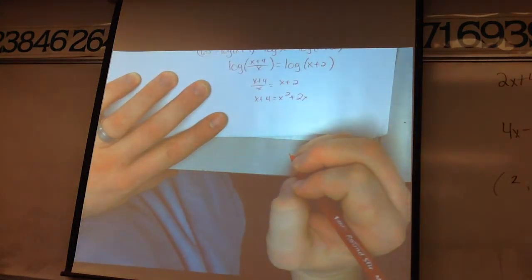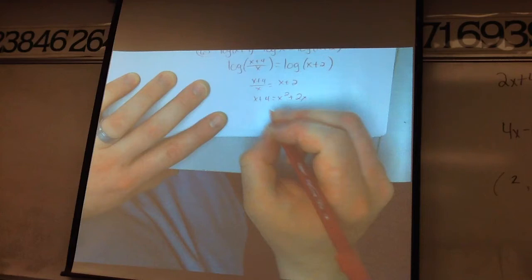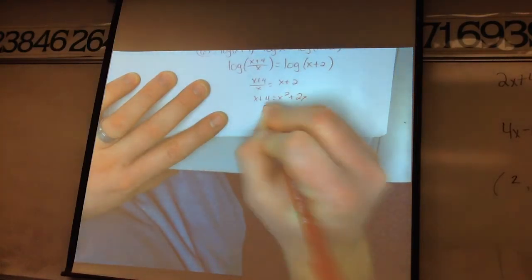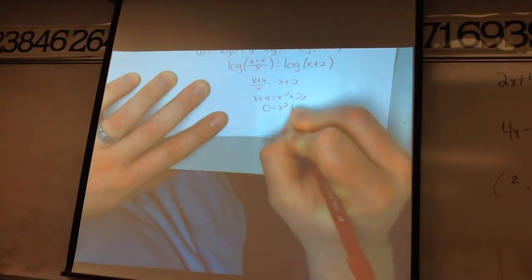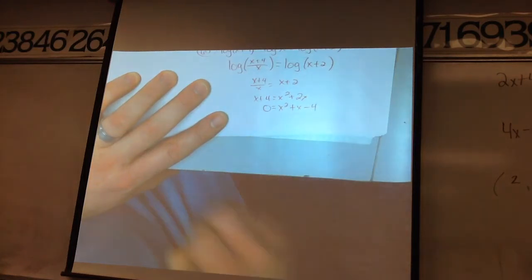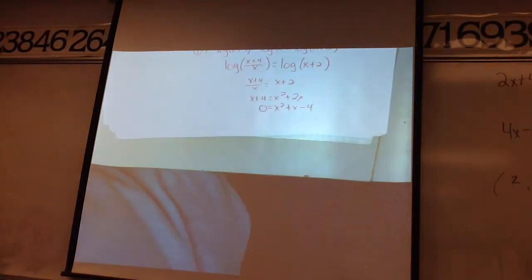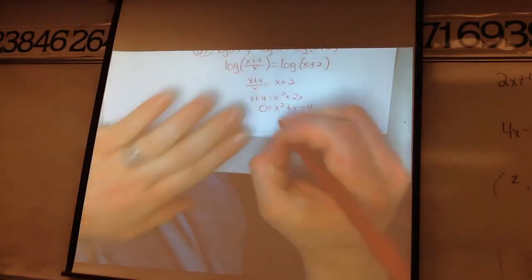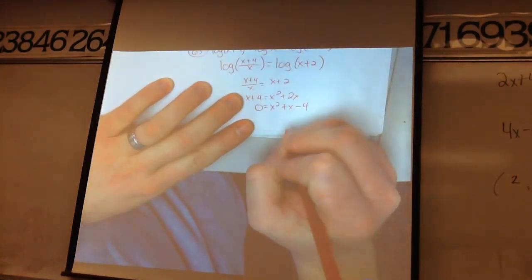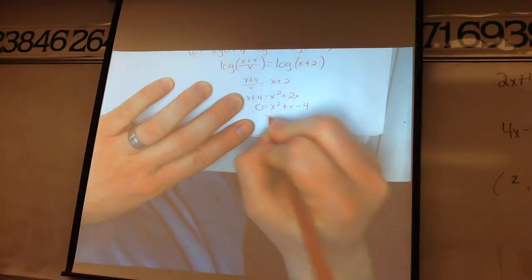You're gonna have to throw them all on one side and factor. Equals 0, x squared, gotta subtract x, gotta subtract 4. Oh man, it's not factorable. Yeah, it's not factorable, trust me.